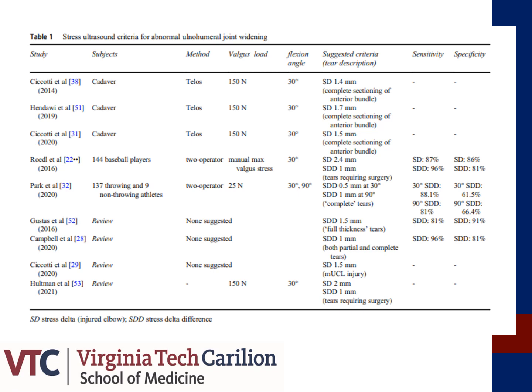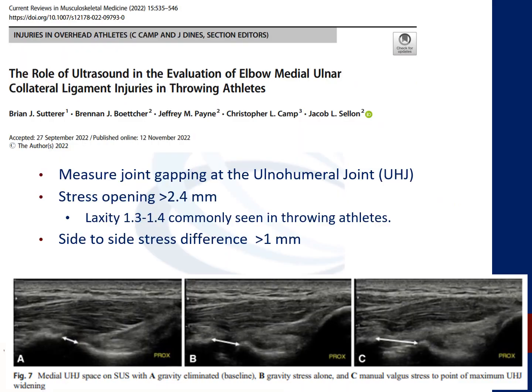Again, it just represents that the most common angle of flexion for assessment is at 30 degrees. When you're assessing the stability of the ulnar collateral ligament, you are measuring the joint gapping at the ulnohumeral joint. A normal amount of laxity seen in throwing athletes is 1.3 to 1.4 millimeters. If you're noticing a gapping of greater than 2.4 millimeters, that is associated with an injury to the ulnar collateral ligament. When comparing the injured to the non-injured side, a difference of greater than 1 millimeter is indicative of an injury to the UCL.